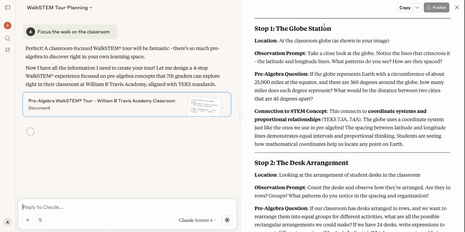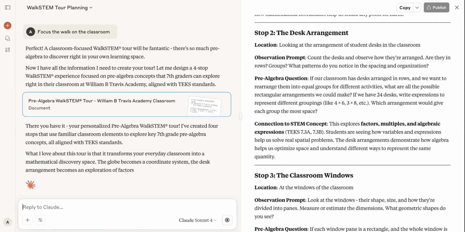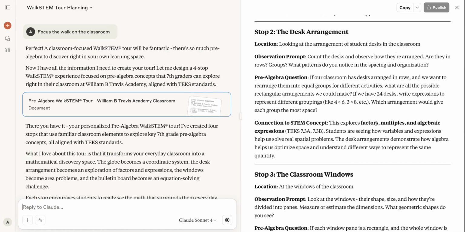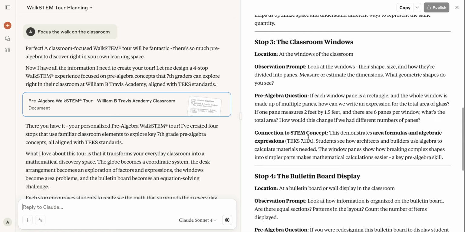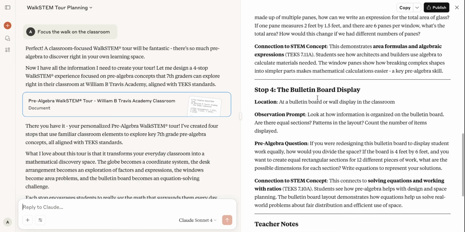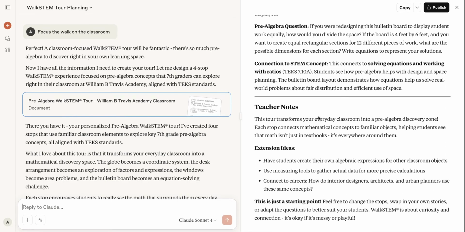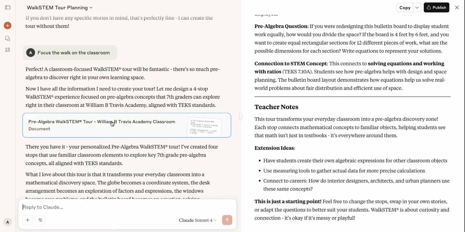So for example, at the globe station, we're looking at coordinate systems and proportional relationships. On the desk arrangement, we're looking at factors, multiples, and algebraic expressions. With the classroom windows, we're looking at area formulas and algebraic expressions. And for the bulletin board display, we're solving equations and working with ratios. And then it even gives me a PDF document that I can print out, that I can use when I'm leading the WalkSTEM tour in my classroom.